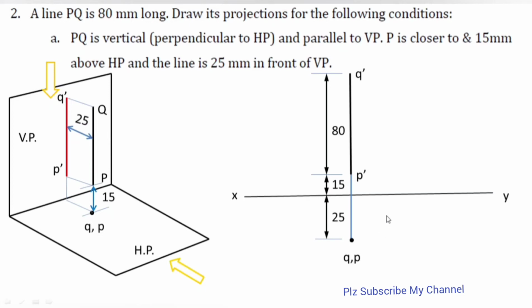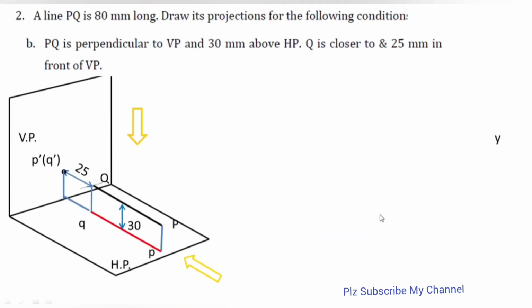And this is the final solution of this time. Now 2B part is there, the line has the same length, 80 mm long, and we need to draw its projection in the given condition. So PQ is this time perpendicular to VP and 30 mm above HP. See, this QP is the given line which is parallel to my HP and perpendicular to VP. You can clearly see that this black color line is perpendicular to VP and parallel to HP.